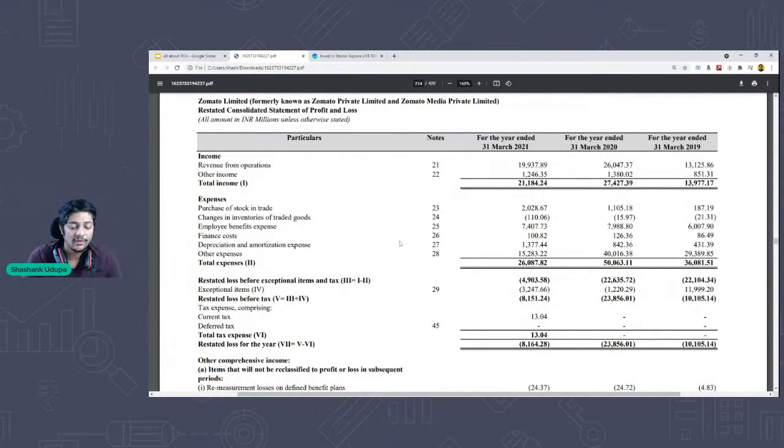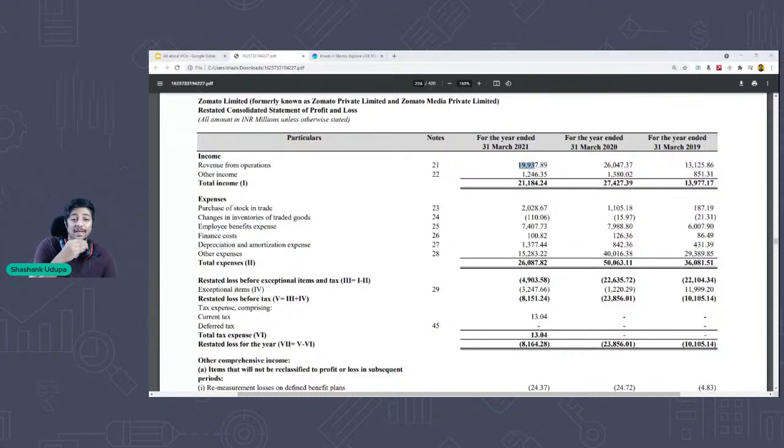Cool. Now, if you see this, the revenue from operations basically talks about how the revenue is growing from time to time, right? So if you see this, in 2019, they were at 1,300 crores. Then they were at 2,400 crores, almost 2,600 crores, in March 2020. And in 2021, they were at 1,900 crores, almost 2,000 crores. Why? Because the pandemic also happened.